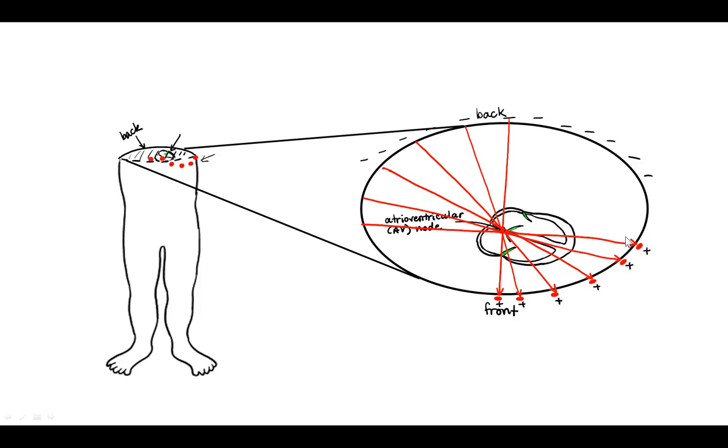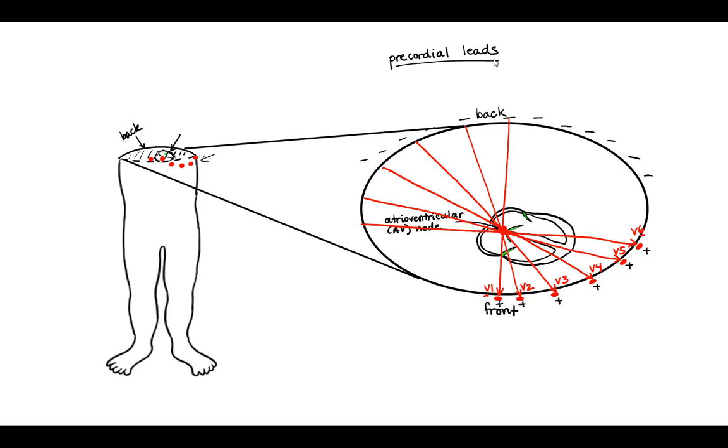So my artwork is rather questionable, but all of these vectors should be intersecting at the AV node. And so this is what our precordial leads look like. Now I should tell you what the leads' names are, and they're actually quite simple. The leads are called V1 through V6. So it's V1, V2, V3, V4, V5, and then V6. So that's essentially all there is to it for the precordial leads.